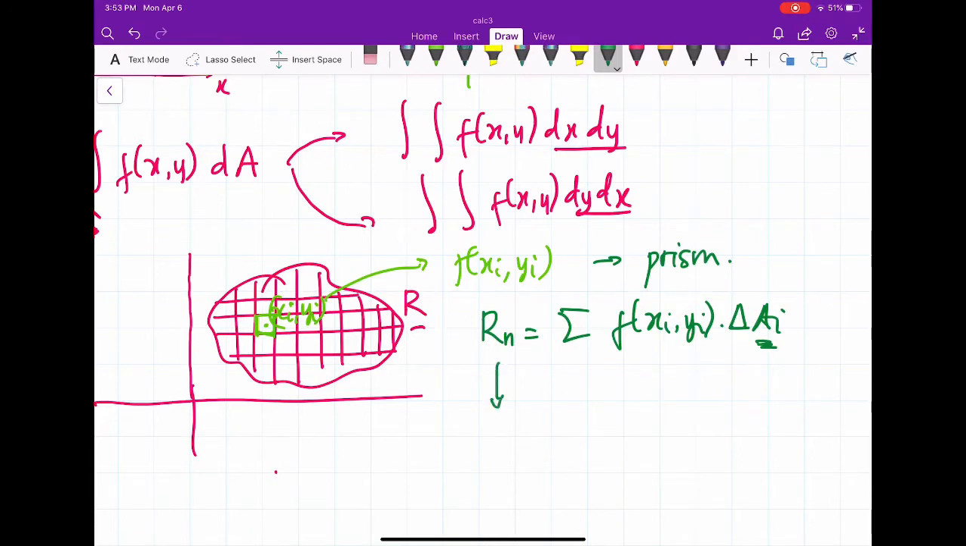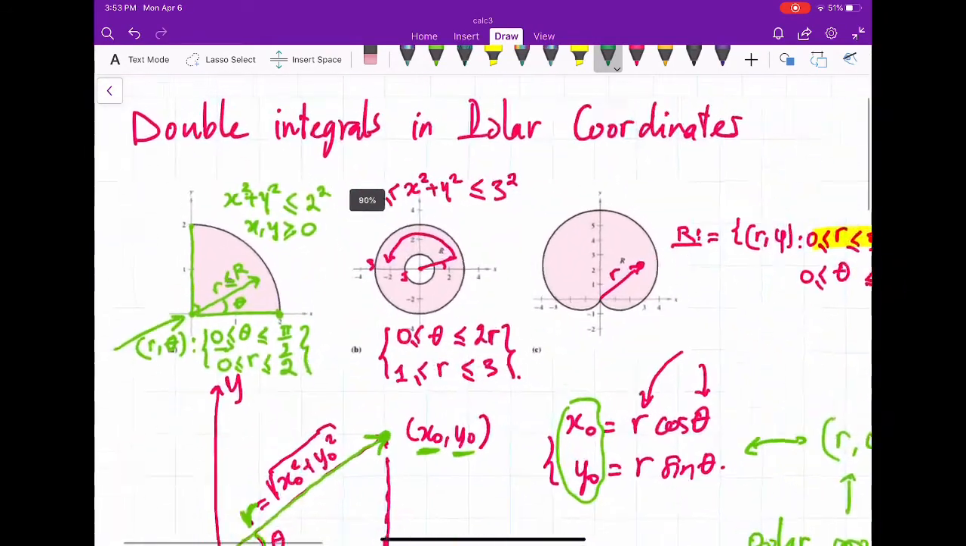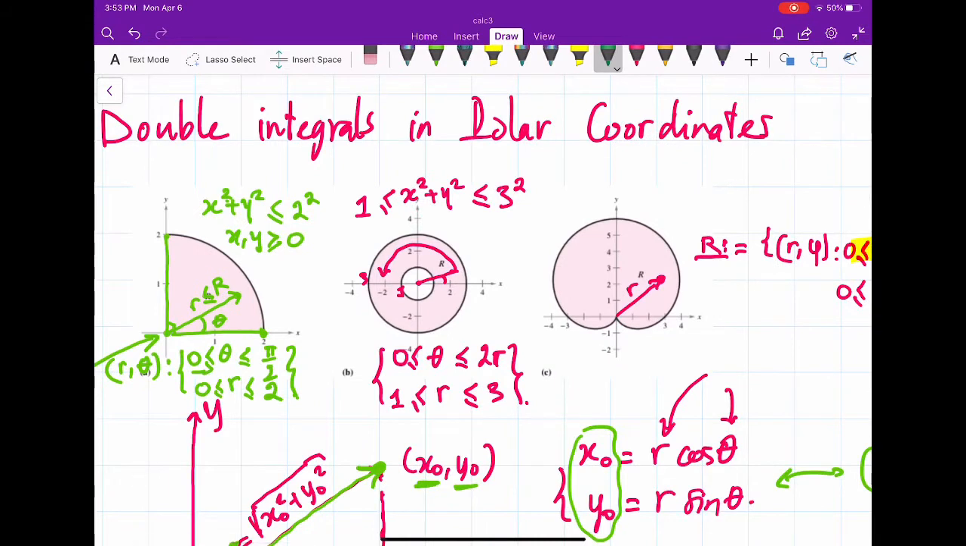And then we consider the limit, we get the double integral, right? We do some limit processing here. Okay, so if you look at this picture, you would think, yeah, maybe it's more difficult to do Riemann sums using squares. Maybe it is easier to use polar coordinates. Make sense? So that is the main topic for today's lecture.